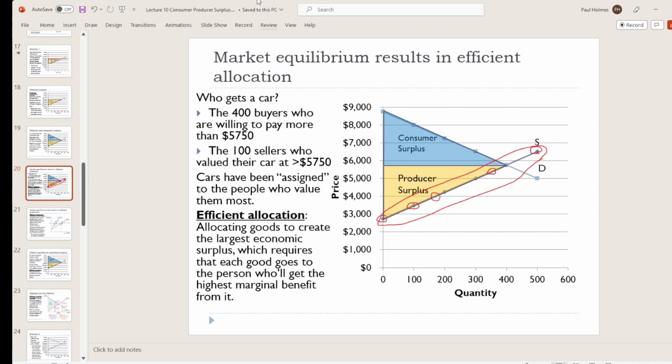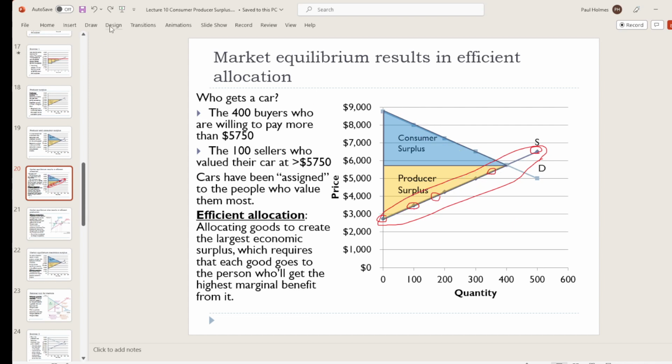But now, where have the cars ended up? So let me use a different color here. Who has ended up with a car? Well, these buyers have, right? At least these 400 buyers here have ended up with a car. Cars have been traded from these sellers to these buyers. And these sellers here have ended up keeping their car.